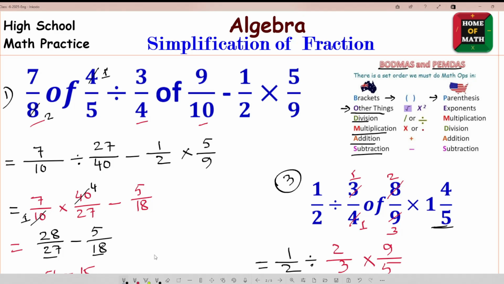So we tried to solve three fraction simplifications, which is very important for examination.